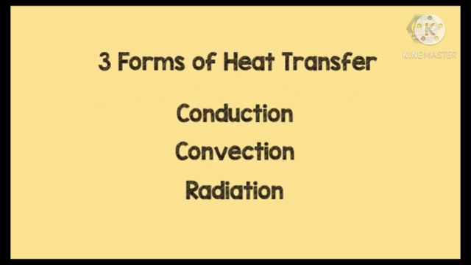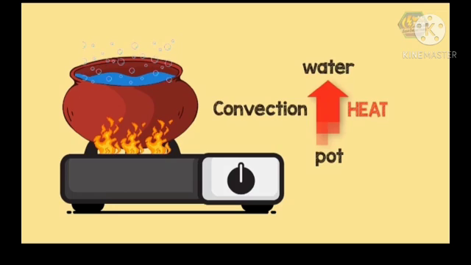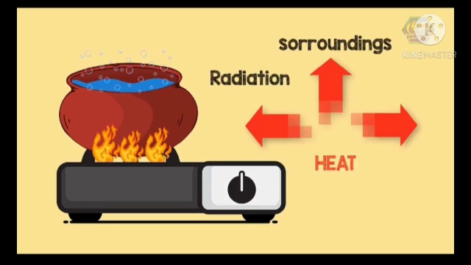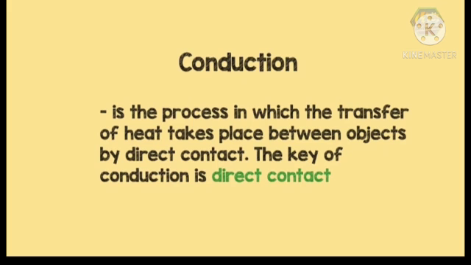So we have three forms of heat transfer: conduction, convection and radiation. Here conduction occurs and the heat transfers from the stove to the pot. Through convection the water starts boiling, and finally radiation occurs when this heat is spread throughout the surroundings. So now, what are conduction, convection and radiation? Let's have a look at what conduction is.